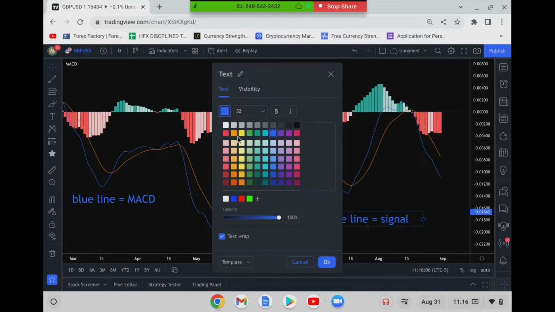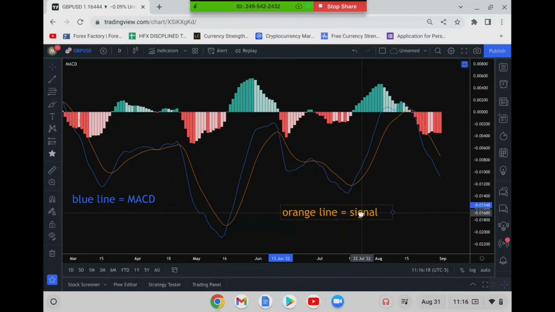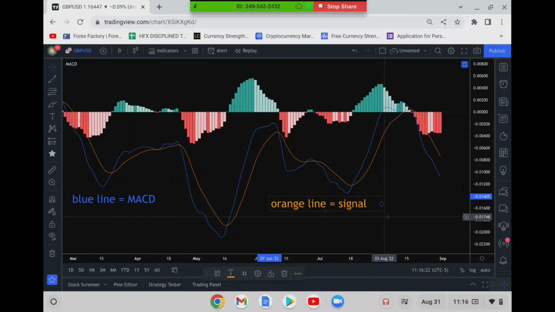And you guys, the reason why we call this line our signal line is because when our blue line, right, our MACD line crosses our orange line, our signal line, we are actually going to take that as a signal to enter the trade, right? Whether that's for a buy or whether that's for a sell, that's for us to determine moving forward. But essentially what you guys need to know is when the blue line and the orange line cross, that is going to be a signal to enter a trade.